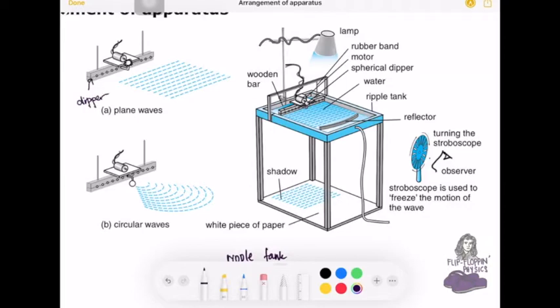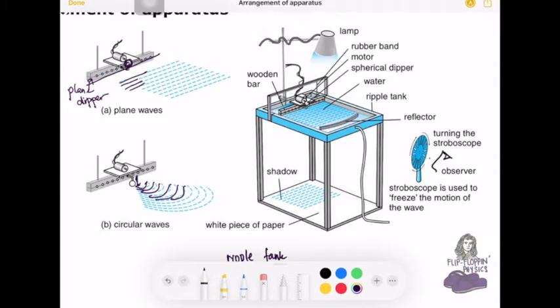And there is also another one that is spherical in shape, or sometimes we call it a point dipper. When you place this dipper upward, that means you are using this plane dipper, which is a straight line. Then it will produce a plane wave. When you place the spherical dipper down, the vibration from this vibrator will make the sphere move up and down, and therefore make a circular wavefront.